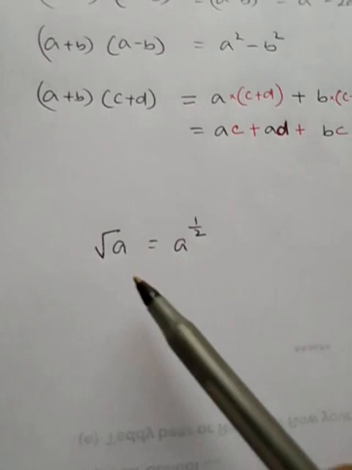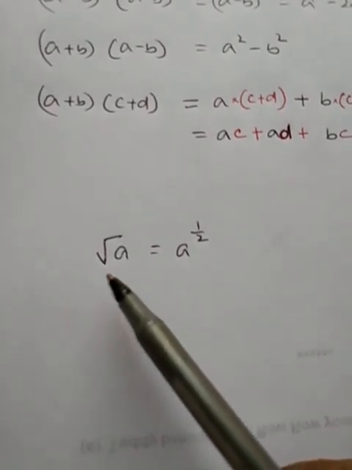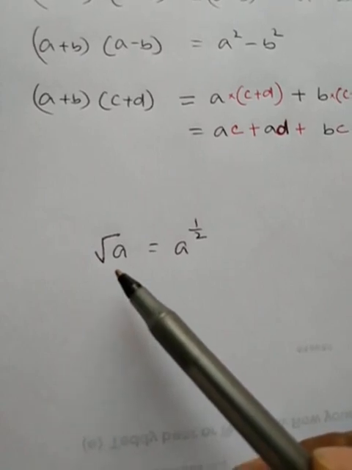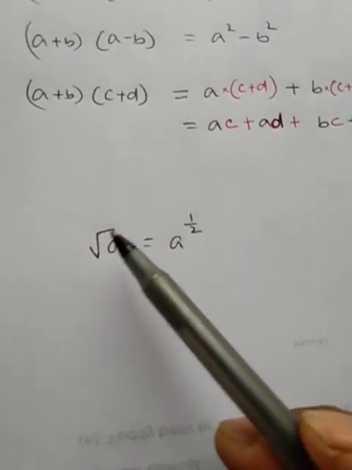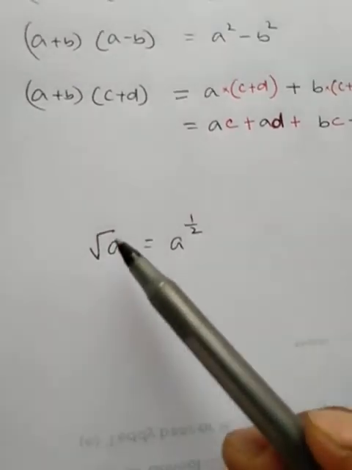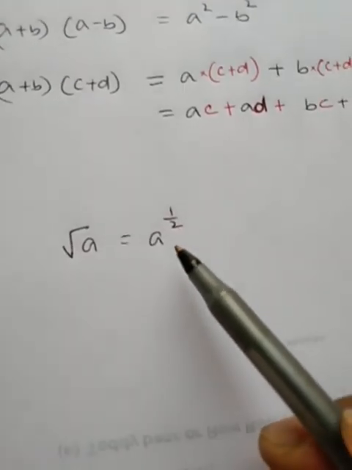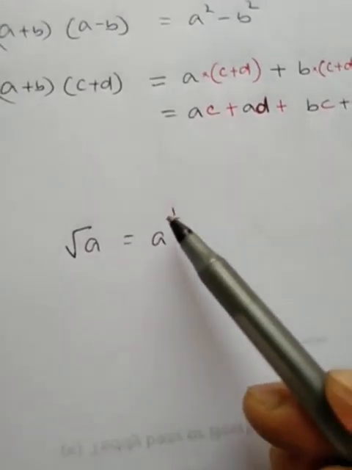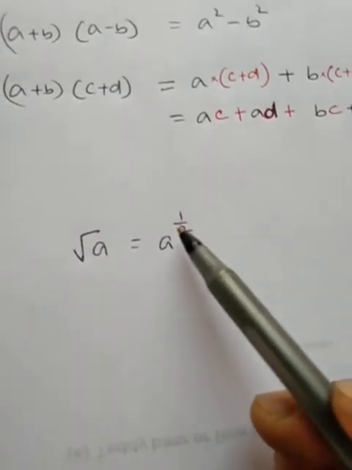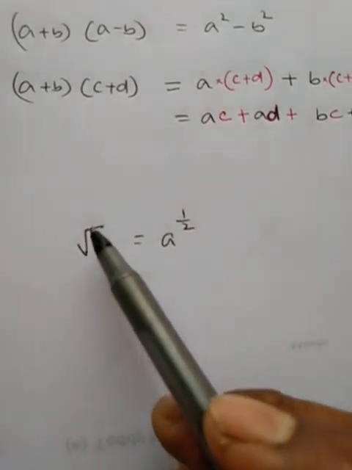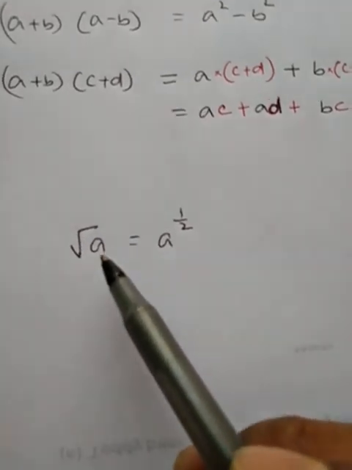Now we need to know about root over a. Root over a is the symbol of square root, which is actually a to the power 1 by 2. Where a to the power 1 by 2 is there, generally we write it with this symbol, which is known as the square root of a.